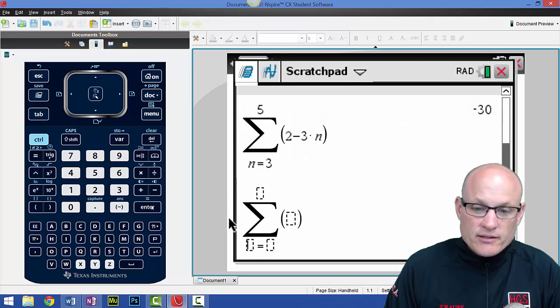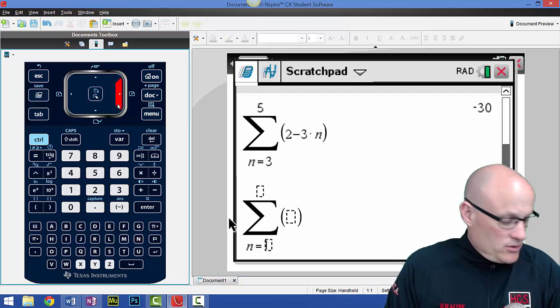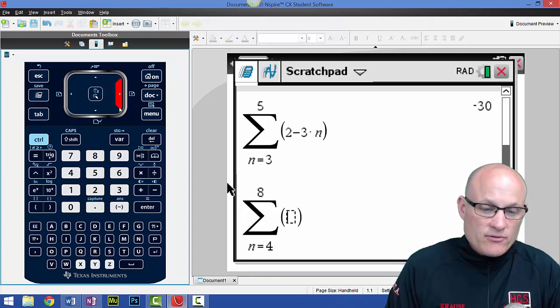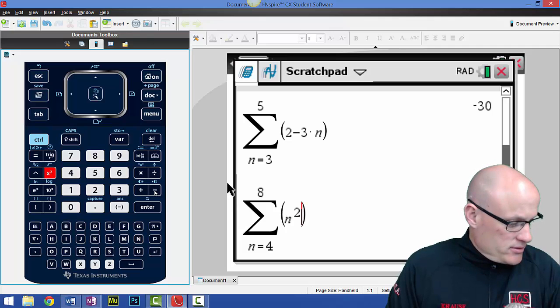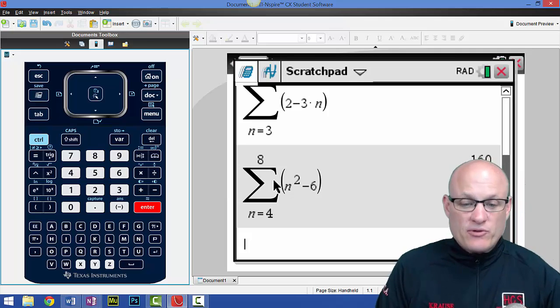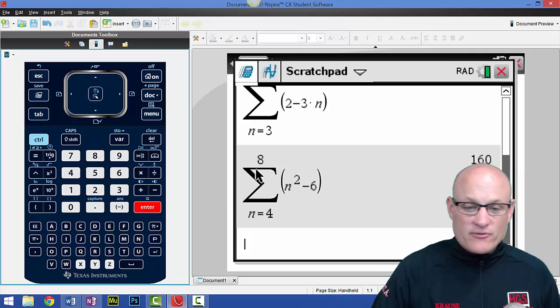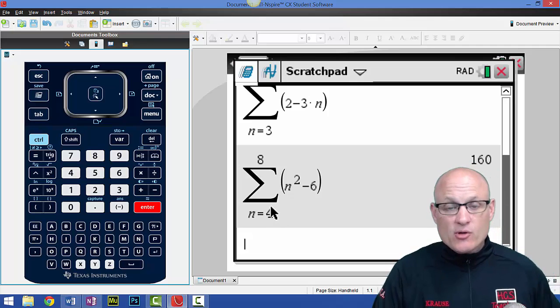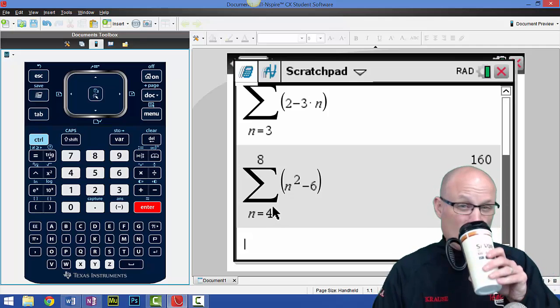And then I'll do it again. Bing. Ding. In this case, it's n equals 4 all the way up to 8 of n squared minus 6. 160. Hey, my math wasn't too bad. So again, calculator does it for you. It's just a quick summation thing. 3 points. Don't see it too often on a reading stove, but once in a while.